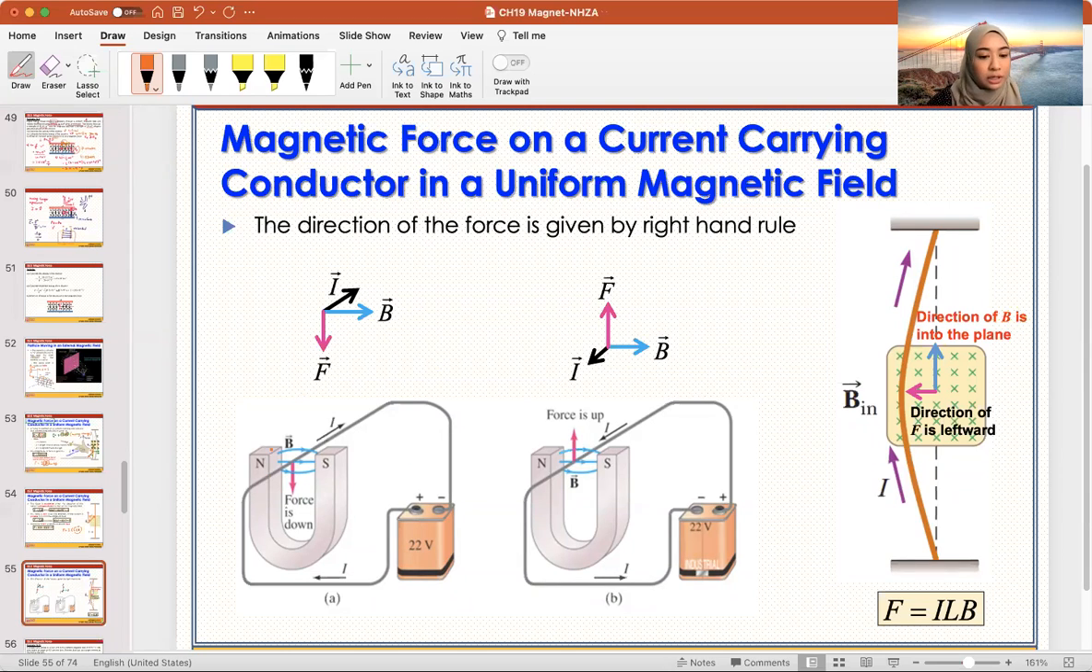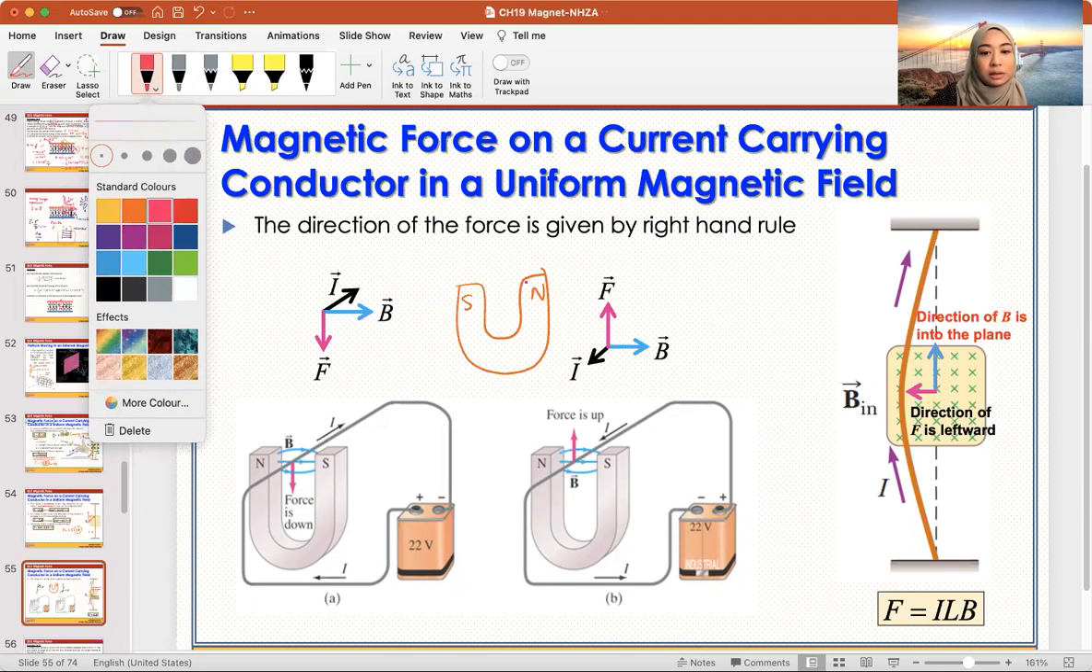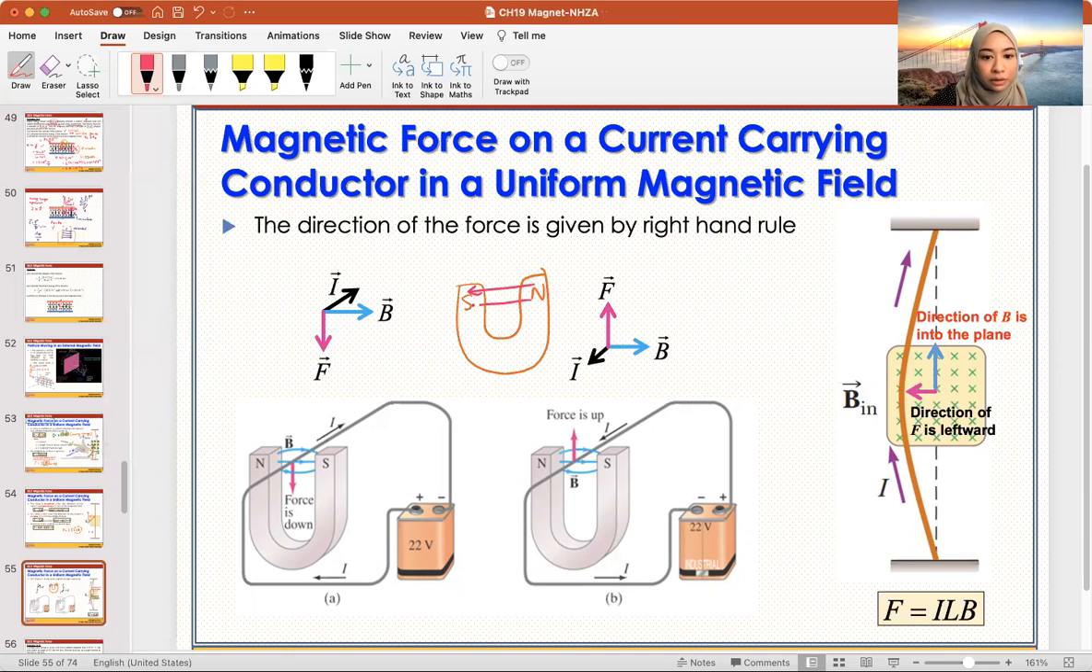So that you already know when they give you a magnet like this, sometimes they don't draw the B for you, but they label it like this. N is here, south is here, and you have to determine what is your direction of magnetic field. So in this case, you should know that your B should go from north to south.